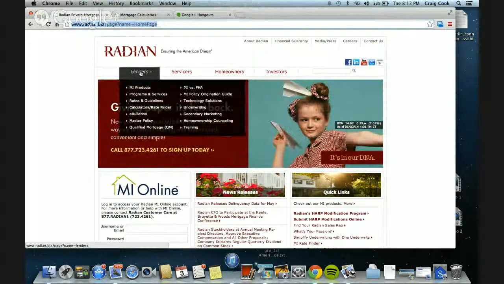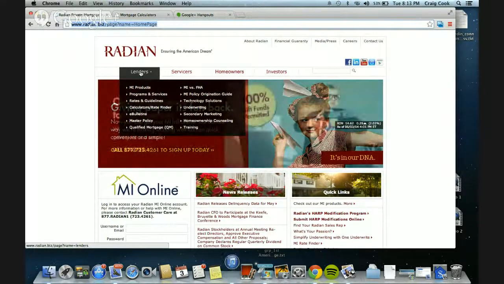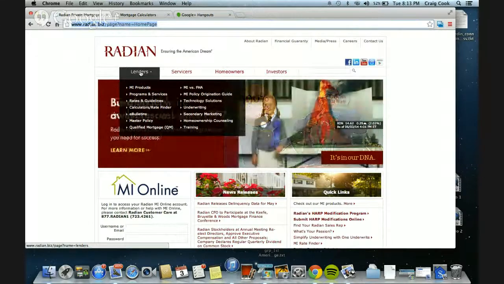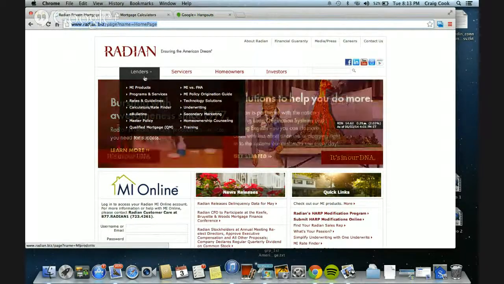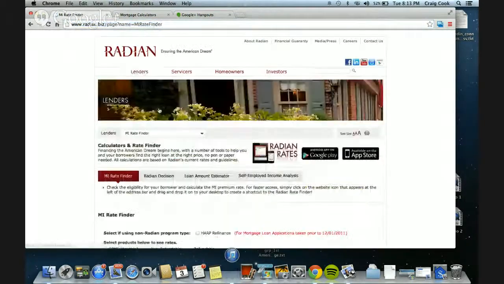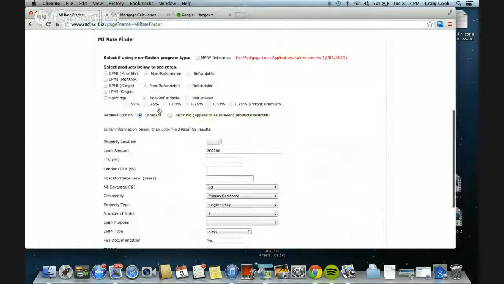Your mortgage insurance company would most likely be chosen by whoever you're working with, so you want to ask them to make sure they're using the best mortgage insurance company for your loan, if you're getting a conventional loan. So I go down to lenders, calculators, rate finder, and I can start plugging in information.